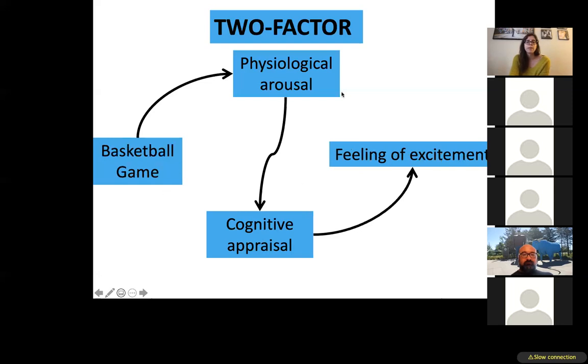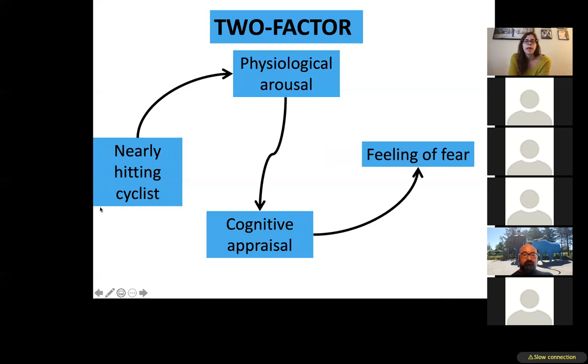If it's a basketball game, that still leads to the same physiological responses as if you were protesting somewhere. But then you think, wait, why am I experiencing these physiological feelings? I'm at a basketball game. So then you reason that this must be about a feeling of excitement. And then the one that we've talked about so far is fear. And you think to yourself, wow, it just happened that I almost hit a cyclist. And so I know that this is a feeling of fear. And so then you make sense of all of your bodily responses by using a cognitive appraisal technique.